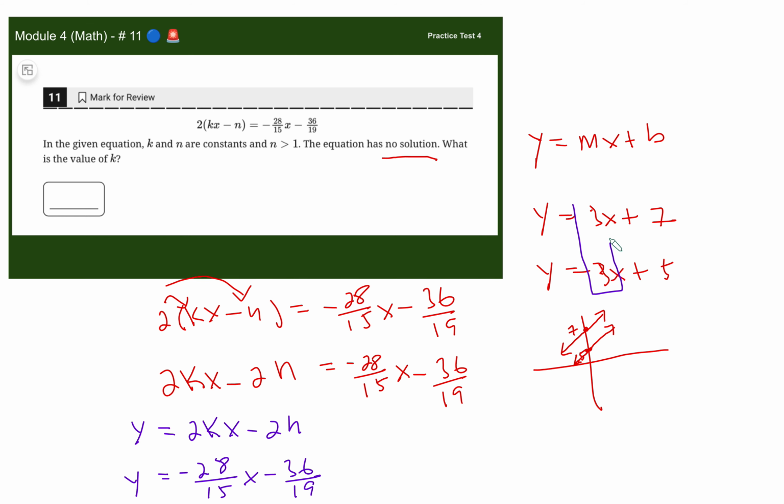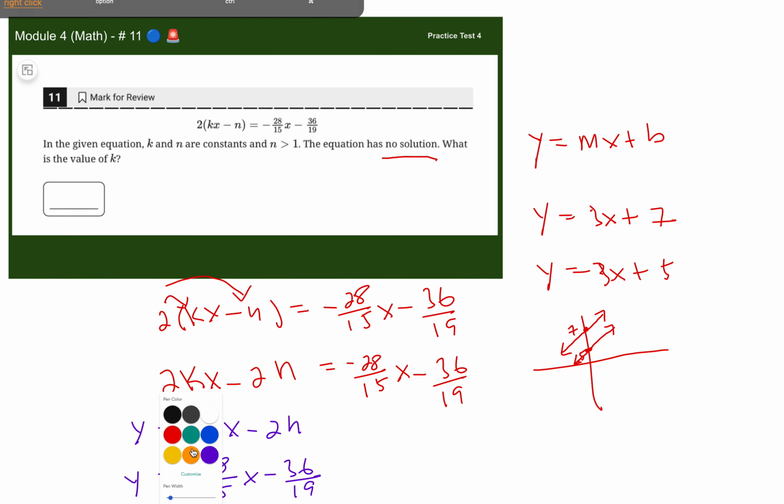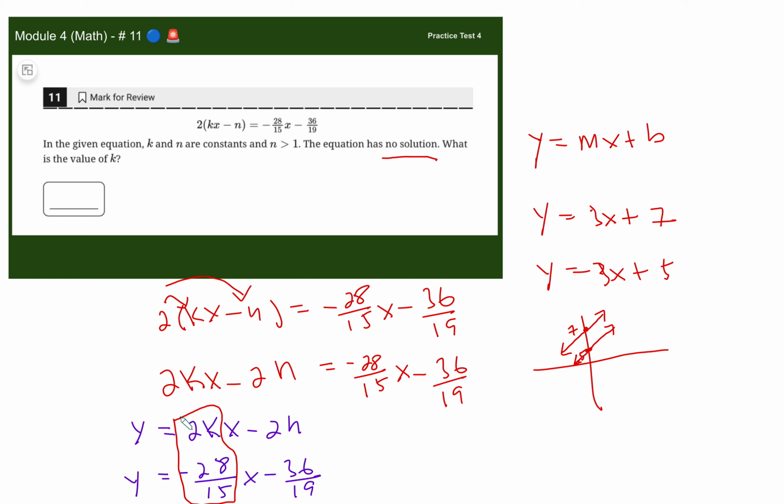So in order for these two lines to have no solution, their slopes, just like right here, the m values have to be the same. In this case, we want all the stuff before the x to be the same. So we want these guys to be the same. And also, if it's a linear equation problem, you don't want to do it on Desmos, just do it by hand. If it was like a quadratic problem, like with an x squared, then you can do that in Desmos.